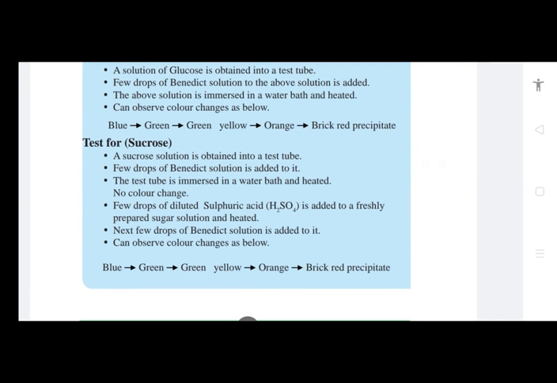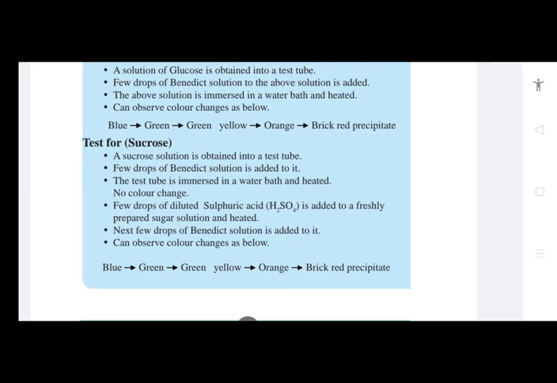Next, we are coming to the test for sucrose, which is a disaccharide. A solution is obtained in a test tube. We can take white or brown sugar solutions. A few drops of Benedict's solution are added, immersed in a water bath and heated. But we couldn't observe a color change because Benedict's solution gives results only with glucose.